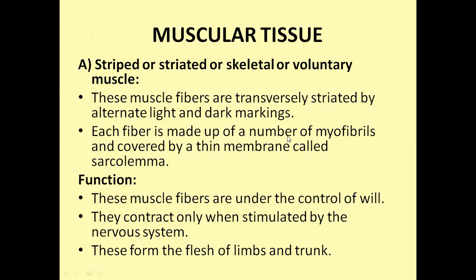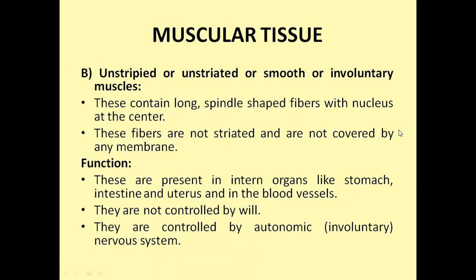Striated muscles are voluntary muscles, transversely striated by alternate light and dark markings. Each fiber is made up of a number of myofibrils and covered by a thin membrane called sarcolemma. This is under the control of will and contracts only when stimulated by the nervous system. This forms the flesh of limbs and trunk.